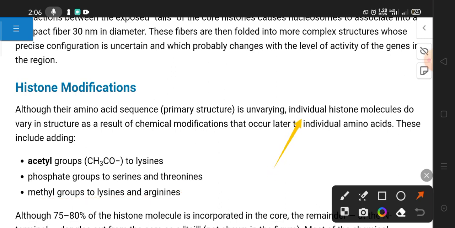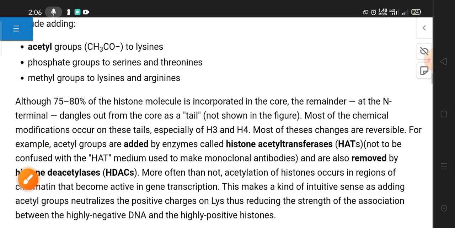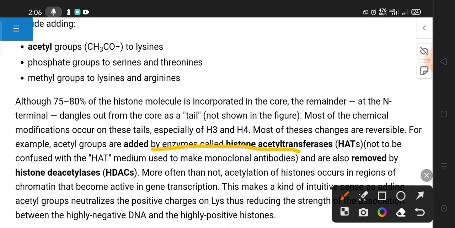Although 70 to 80% of the histone molecule is incorporated in the core, the remainder at the N-terminal dangles out from the core as a tail. Most of the chemical modifications occur on these tails, especially of H3 and H4. Most of these changes are reversible. For example, acetyl groups are added by enzymes called histone acetyltransferases.